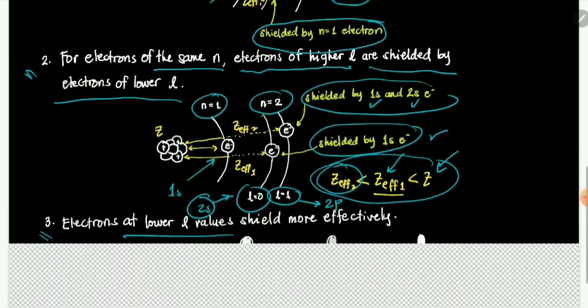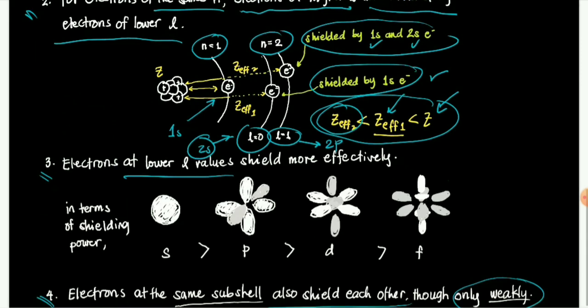Okay? So for number 3, electrons at lower L values shield more effectively. Kasi kung titingnan nyo yung mga orbitals or yung mga subshell shapes, okay? Yung mga shapes depende sa L, makikita nyo na yung S, pinaka-condensed yung kanyang wave function. Okay? It's spherical. So, mas effective siya mag-shield. Pag pumunta kayo sa P, mas dispersed na yung orbital. Lalo na pag pumunta kayo sa D at F. Kasi nag-i-increase yung dispersion ng ating mga wave function kapag tumataas yung L. So, nagiging poorer shielders sila.